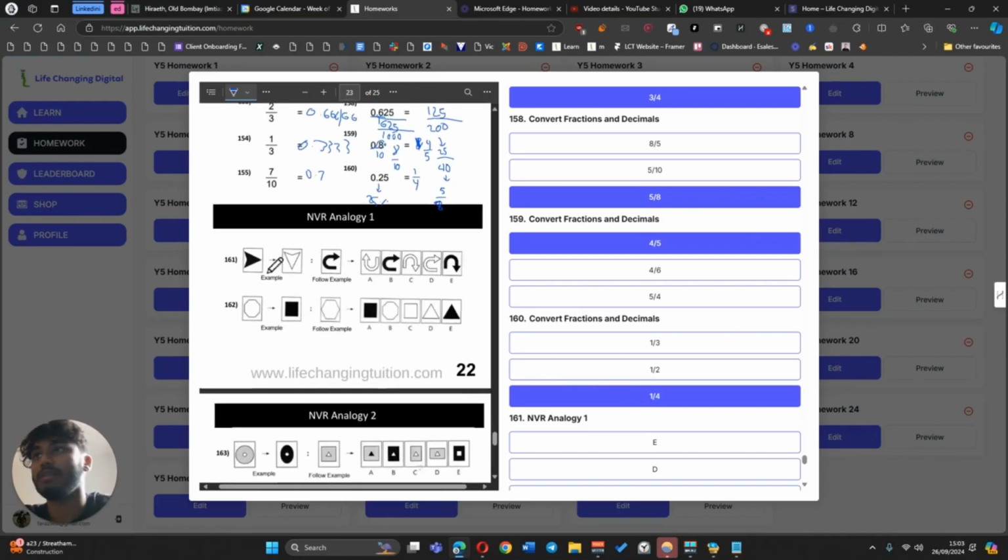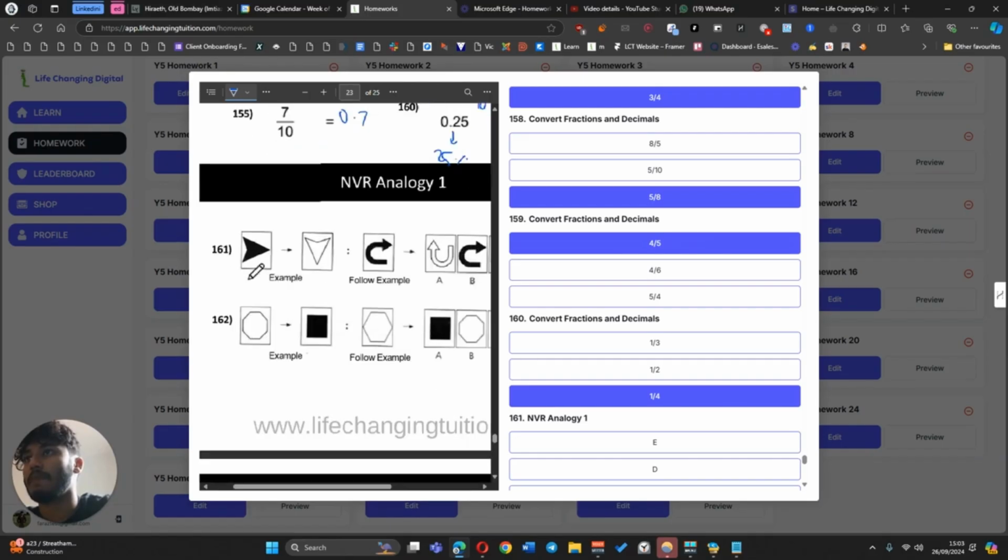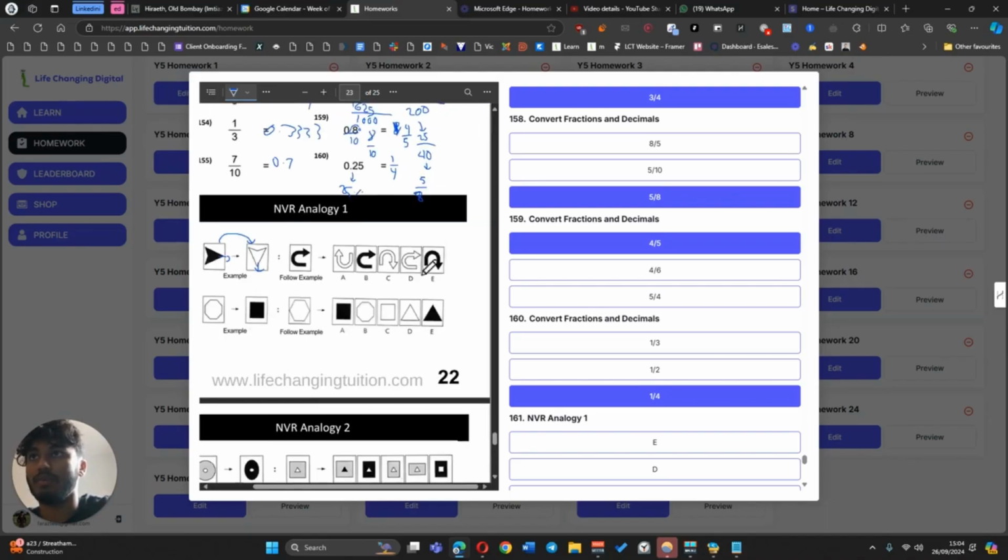Okay, NVR analogy. 161. So from here to here, we rotate 90 degrees. So let's rotate the example shape 90 degrees. And also it changes color, so if we change the black to white, we get C instead of E.